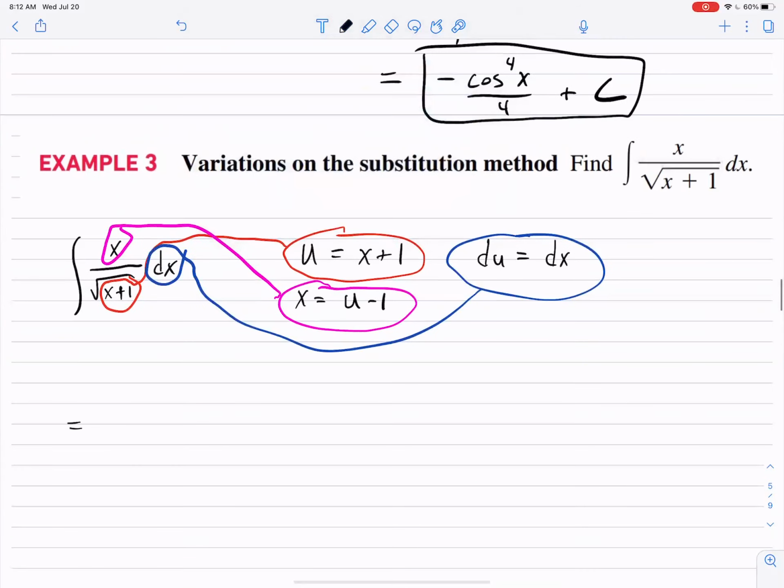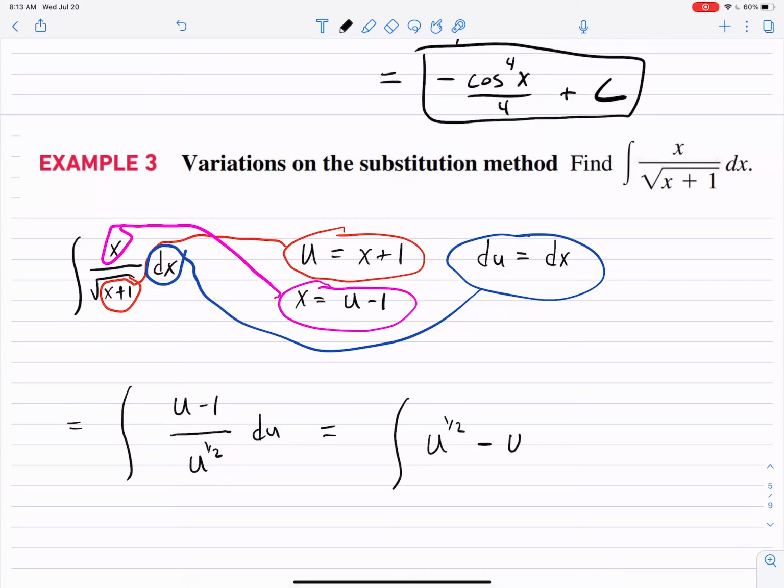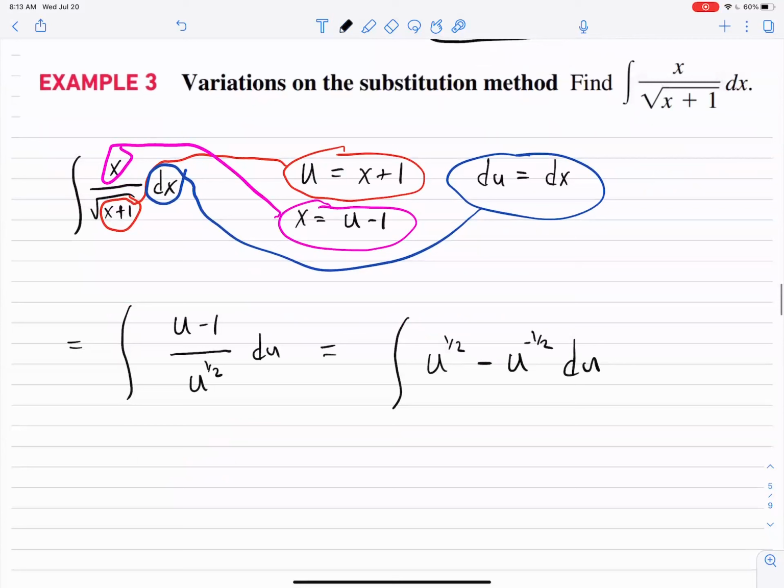And so now we get this integral. We're going to get u minus 1 over, I'm going to write it as u to the 1/2 power, and then du. And you might ask, well, why is that easier than the other thing? Well, because this is just one thing on the bottom, we can now divide cleanly into both. And so breaking up the fraction into two fractions, we get that it will be u over u to the 1/2, which is u to the 1/2, and then minus 1 over u to the 1/2, which is u to the -1/2 du. And now that is an integral we can take.